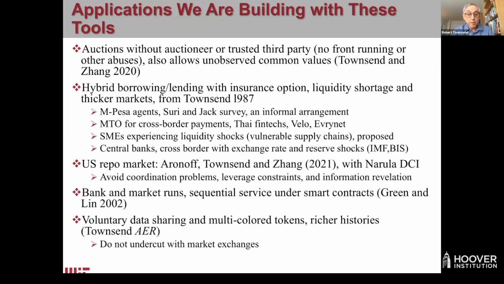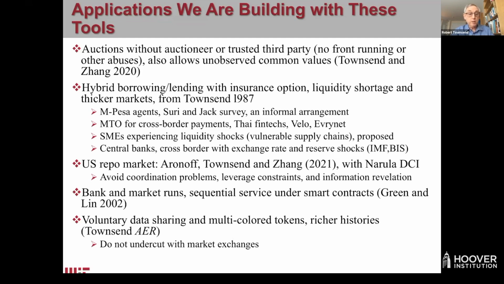More generally, money transfer organizations trying to implement cross-border payments, such as the fintechs Velo and Everynet in Thailand, for example, will have to deal with these kinds of liquidity shortages, basically insurance layered on top of credit. And SMEs suffer from liquidity shocks.